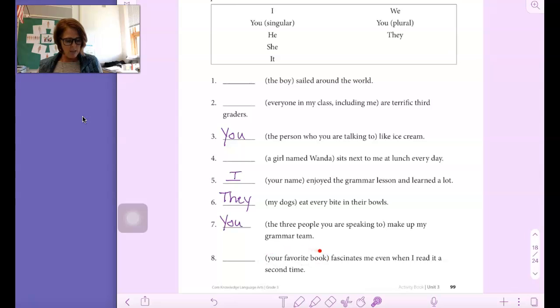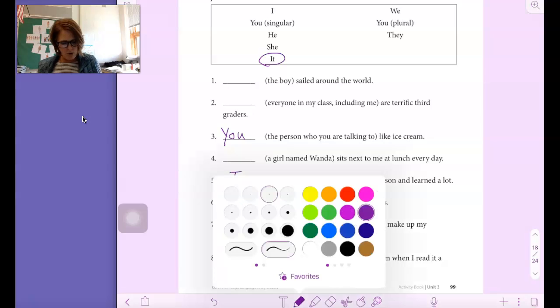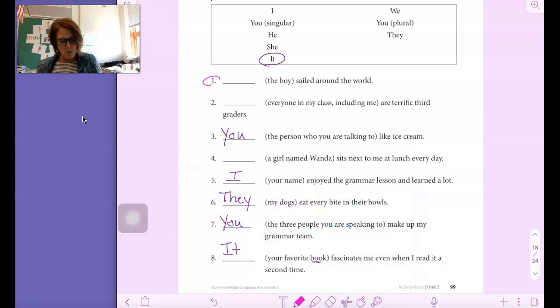Number 8, we want to substitute for your favorite book. Fascinates me even when I read it a second time. So your favorite book. Here's a clue. Book is a thing, right? I can hold it in my hand. When that happens, we want to use it. And I put a capital for all of these because they're the beginning of a sentence. So I want you to go back and you are going to do numbers 1, 2, and 4 on your own.